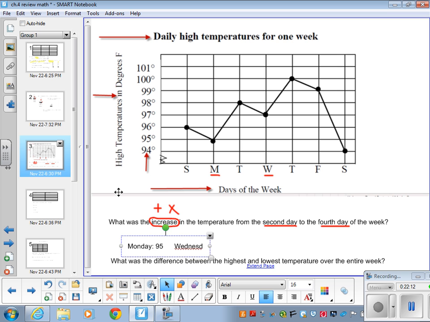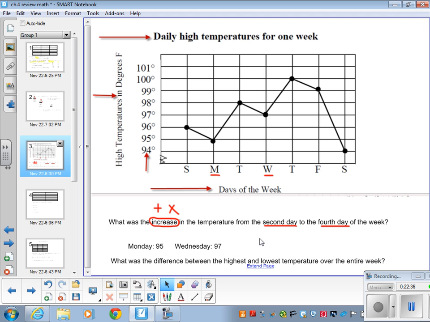What was the temperature on Wednesday? Again, go to the W for Wednesday, go all the way up to the dot, and then take your finger and trace the line till you get over to the temperature. What was the temperature for Wednesday? If you said 97, you're correct. Well, with these two numbers, I see that there's an increase, but we're not going to add or multiply these two numbers. They want to know what was the increase in the temperatures.